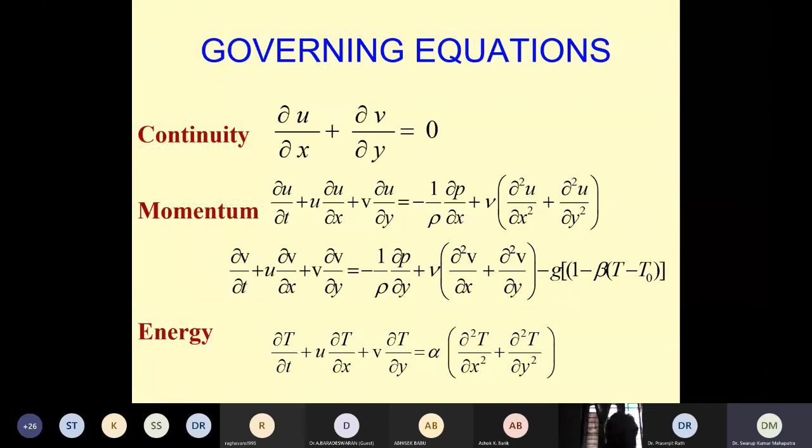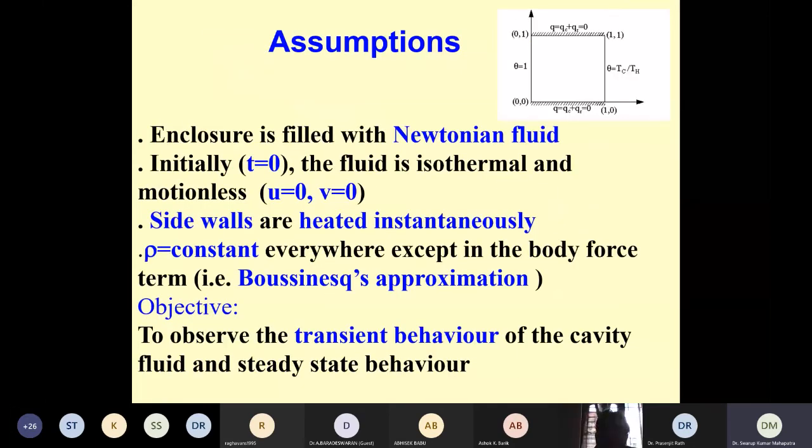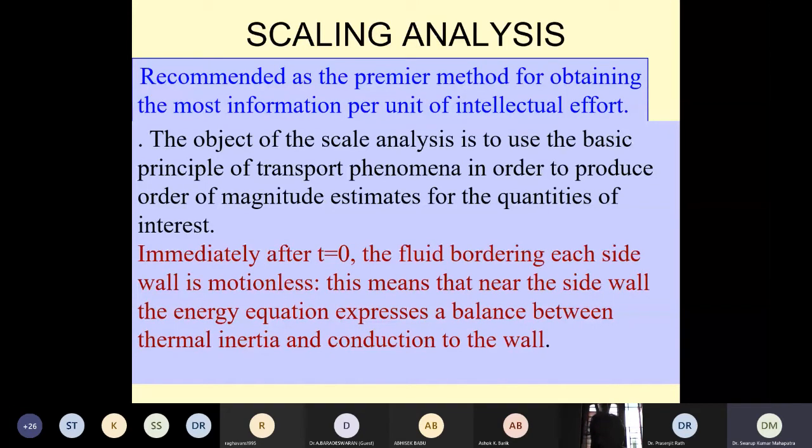If you think of no slip conditions, and that the fluid inside is a Newtonian fluid, then a scaling analysis is normally done. Why? That is to have some introspection about the physics of the problem. And this scaling analysis, as a matter of fact, is a very beautiful way of understanding the physics of the phenomena with very little intellectual effort. That's why it is normally done.